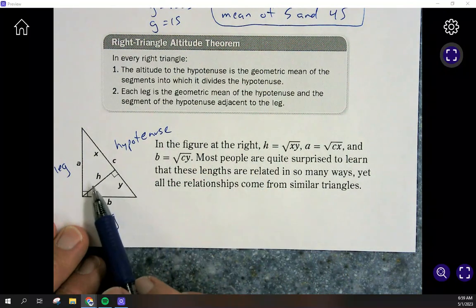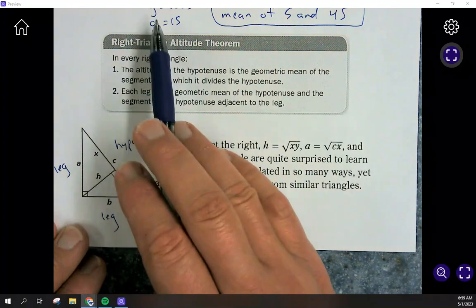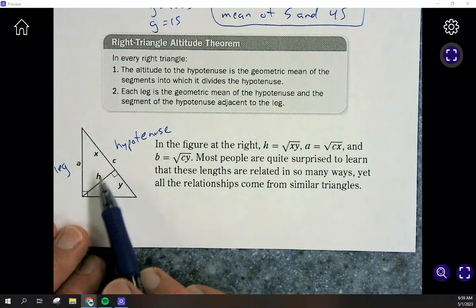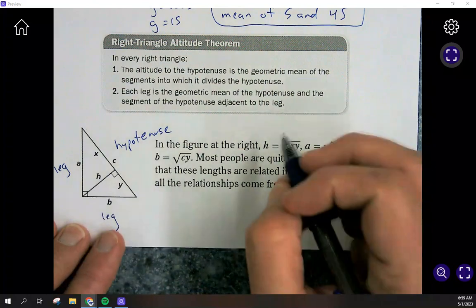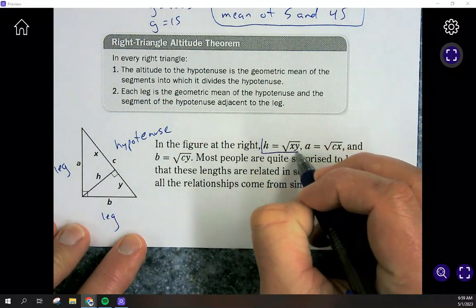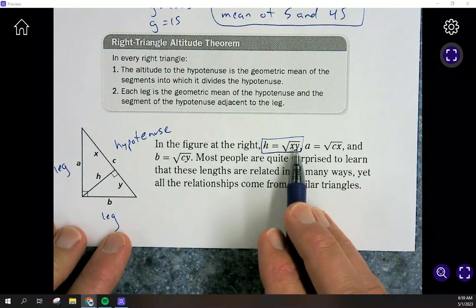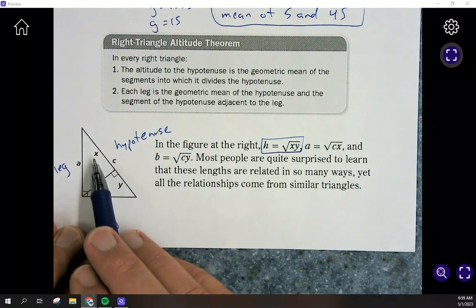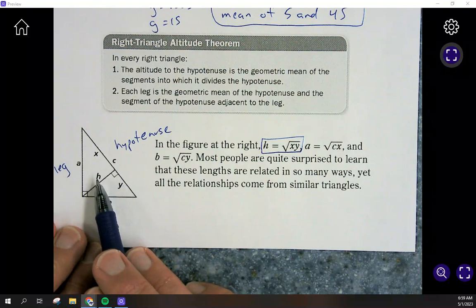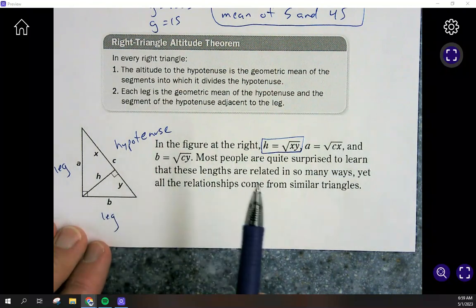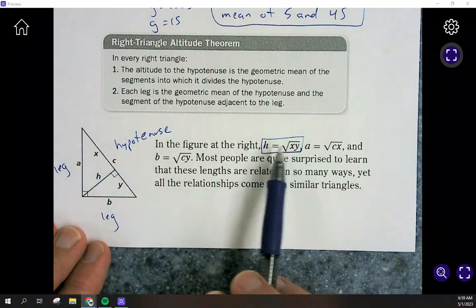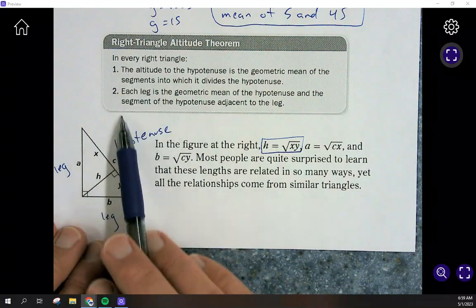So what this is saying is h would be g, is the geometric mean of x and y. So if we take a look at it right here, h is the geometric mean of x and y in this situation. If I multiply x times y and I take the square root, I get h. We'll look at why that is in a second, but first let's break down this theorem and make sure we understand these two different pieces.